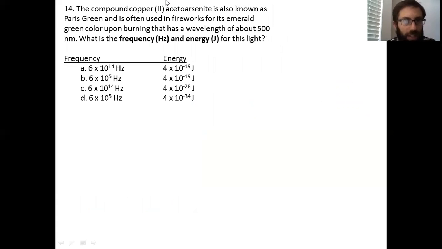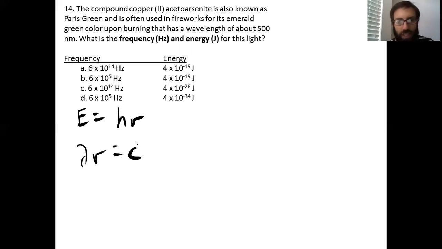This compound is used in fireworks, and when it's burned, it has a wavelength of 500 nanometers. What is the frequency and energy of this light? So we need to know our energy equations here. They're given to us on the formula sheet, but that's where we have to start out. And so we're given something in nanometers. We know that E equals h times nu, and lambda times nu equals c. Nu is, remember, the frequency.